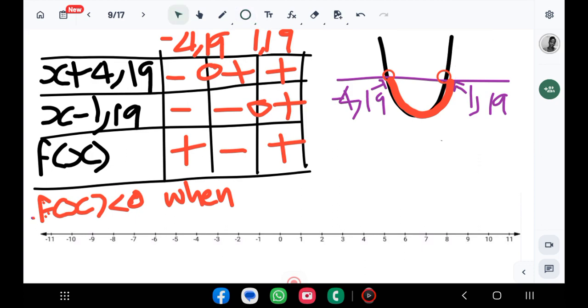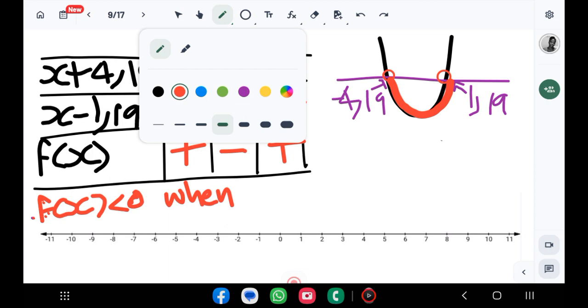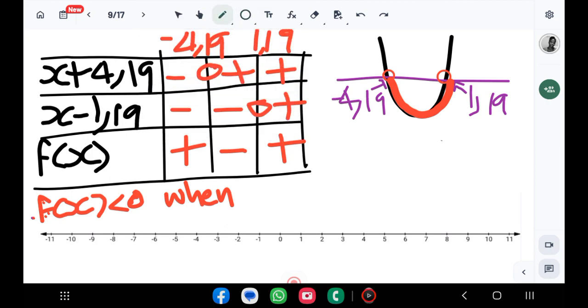So that's when x is between negative 4.19 and 1.19, because that's where f of x is negative. And this is how you write it: when x is between, and not including, the extreme negative 4.19, and the other one, 1.19.